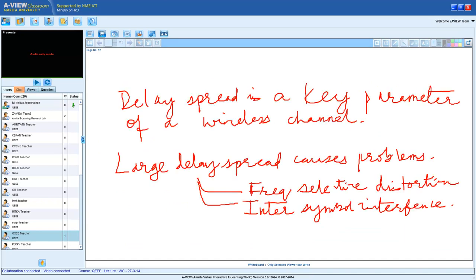So the impact of a delay spread is critical. A large delay spread in a wireless channel causes frequency selective distortion and inter-symbol interference, depending on how we are looking at it. It's not two different effects, it's the same effect. In the frequency domain, you can see it as frequency selective distortion, and in the time domain, its implication is inter-symbol interference.